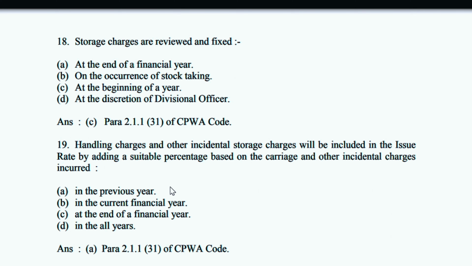Serial number 18. Storage charges are reviewed and fixed at the beginning of a year. At the beginning of the year.